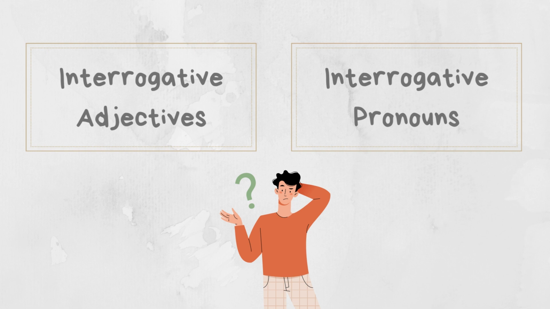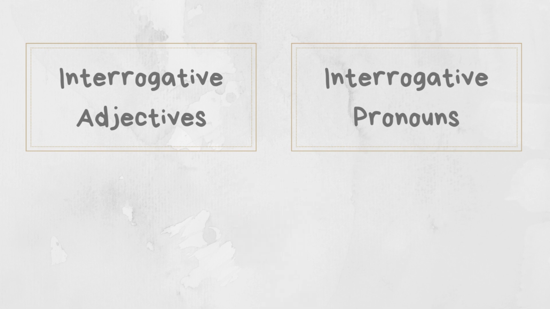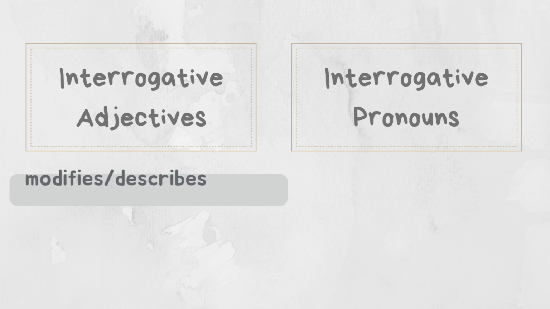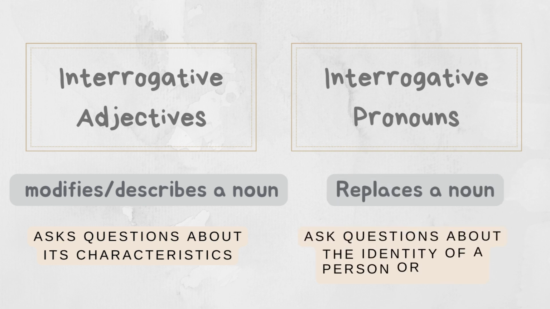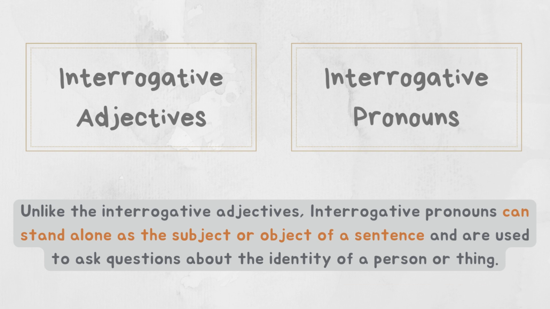Please remember that the main difference between interrogative adjectives and interrogative pronouns is that the former modifies a noun and asks a question about its characteristics, while the latter takes the place of a noun and asks questions about the identity of a person or thing. Unlike the interrogative adjectives, interrogative pronouns can stand alone as subject or object of a sentence and are used to ask questions about the identity of a person or thing.